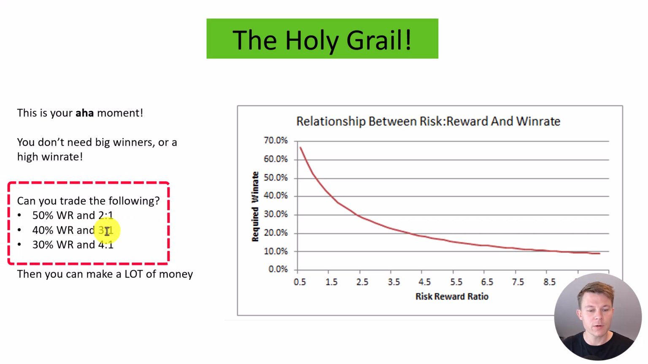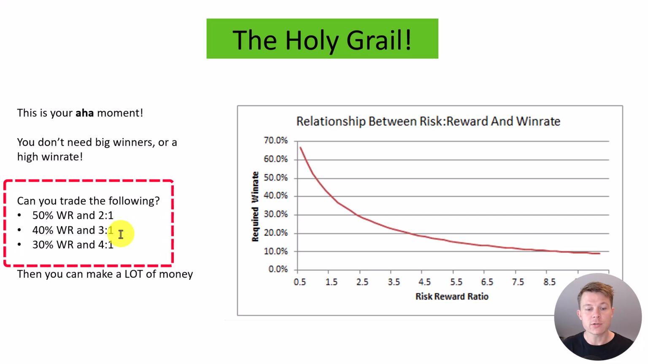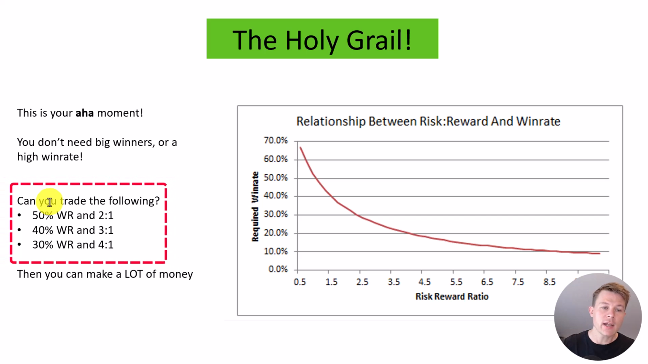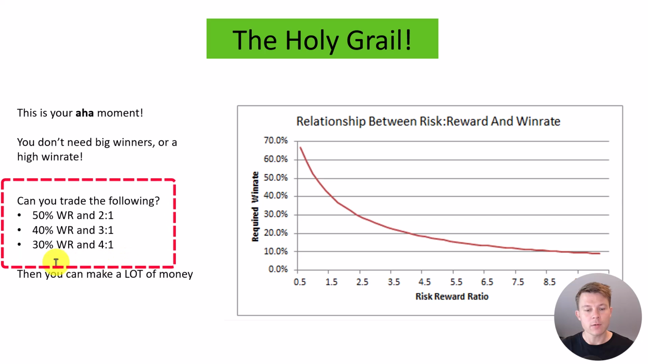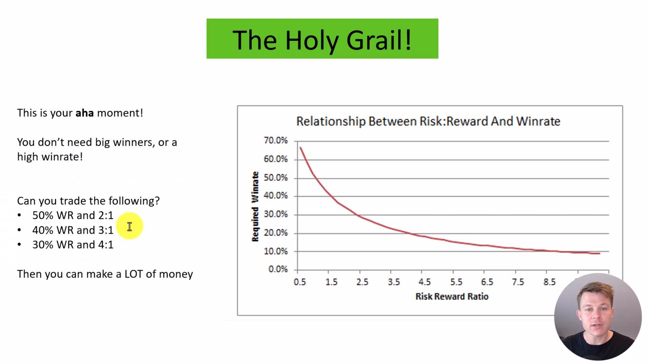With a 40% win rate, a 3-to-1 would be way more than enough to be able to make money long term. So you can see that you don't need a high win rate and you don't need large winners in order to make money. There's a very, very simple mathematical relationship between win rate and reward to risk ratio. The higher your reward to risk ratio, the lower your win rate can be. And this is so important to realize because this is one of the most common mistakes that a lot of traders make, when they have those unrealistic expectations of what a trading strategy has to achieve.